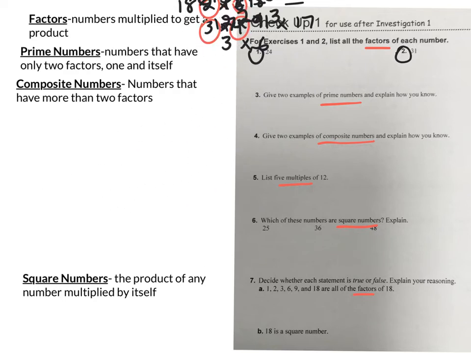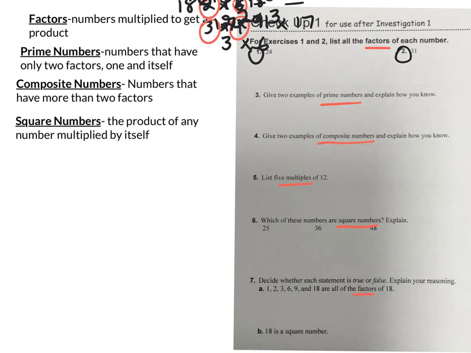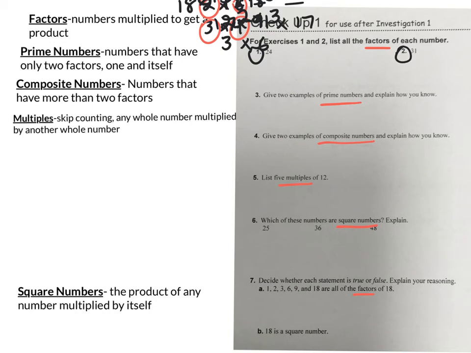All right, square numbers. What's a square number? So square number deals with question 6. Actually, I missed one here. I should have written down multiples. So let's look at number 5. List the multiples of 12. What is a multiple? Multiple, I like to say, as you've heard me say in class, is just skip counting. Any whole number multiplied by another whole number.